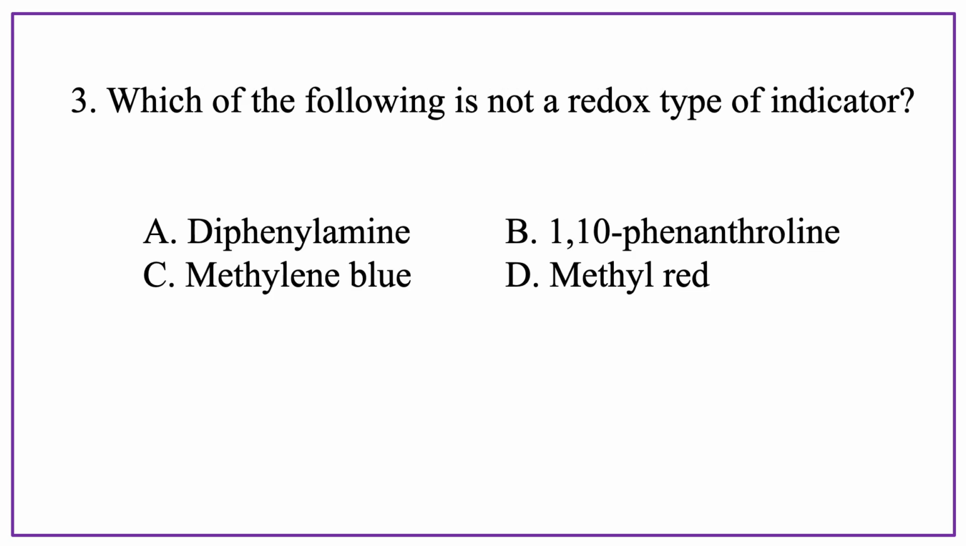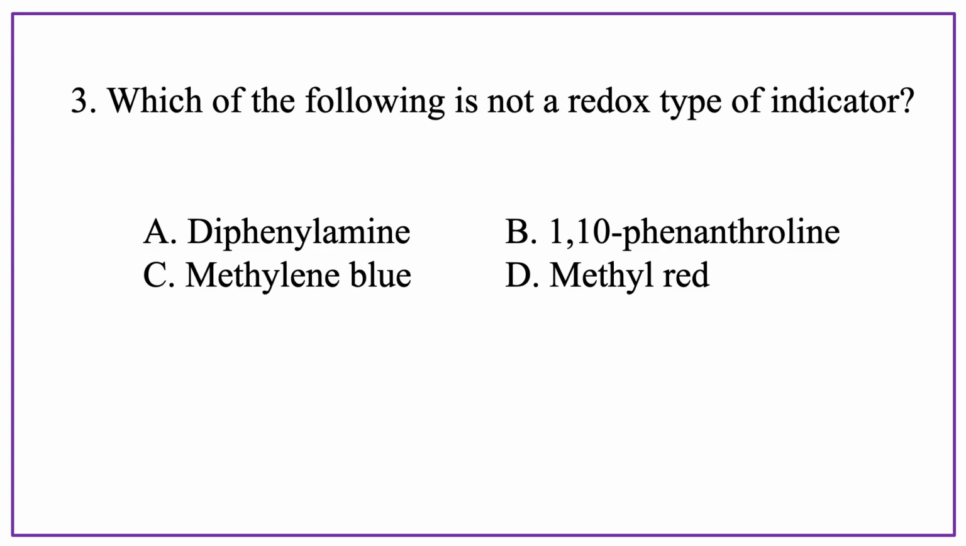Next question. Which of the following is not a redox type of indicator? Diphenylamine, 1,10-phenanthroline, methylene blue and methyl red. Now if we consider the redox type of indicator, these are the indicators that show a change in the potential at which the transition in the color occurs, that is, the potential value changes. It shows different colors in its oxidized state and in its reduced state. That can act as a redox indicator.